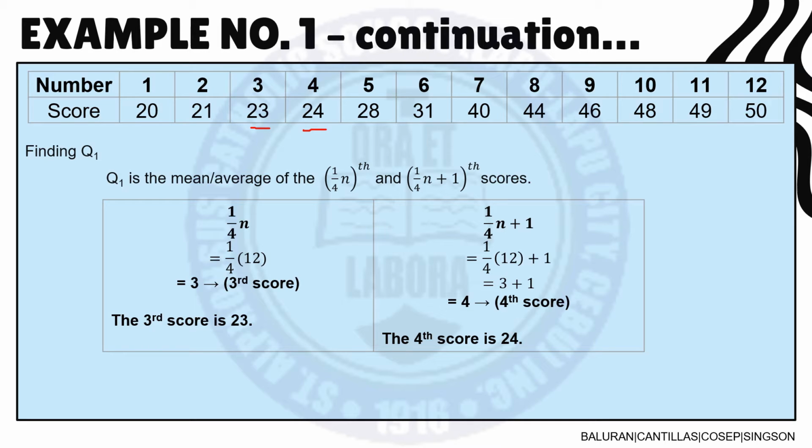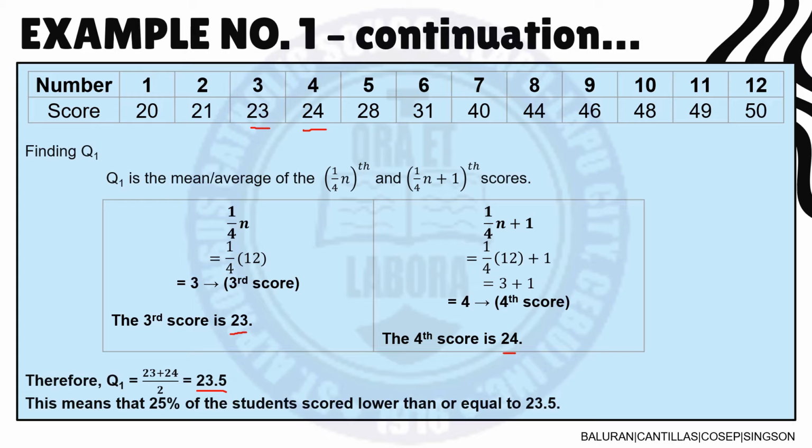Since we are looking for the mean or average of the two given formulas, we will add the given values of each score. We have 23 and 24. Then divide it by 2, therefore, the value of our first quartile is 23.5. Then, to interpret the results, since our data is all about the scores of 12 students, we can interpret it this way. This means that 25% of the students scored lower than or equal to 23.5.